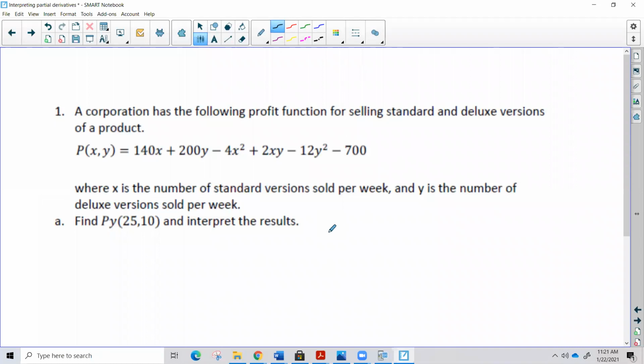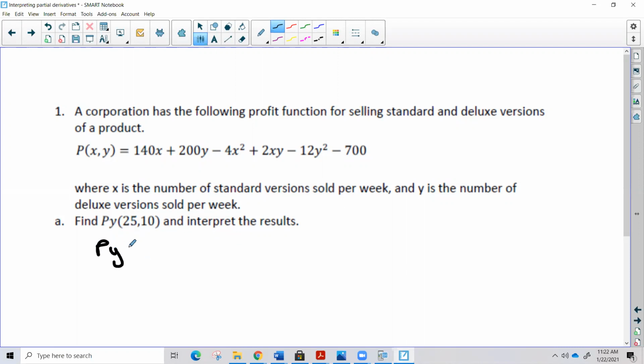So let's look at a few examples. A corporation has the following profit function for selling standard and deluxe versions of a product. So this is my profit function. It's in terms of x and y. X is the number of standard versions sold per week. Y is the number of deluxe versions sold per week. And it says find P_y of 25, 10, and interpret the results.